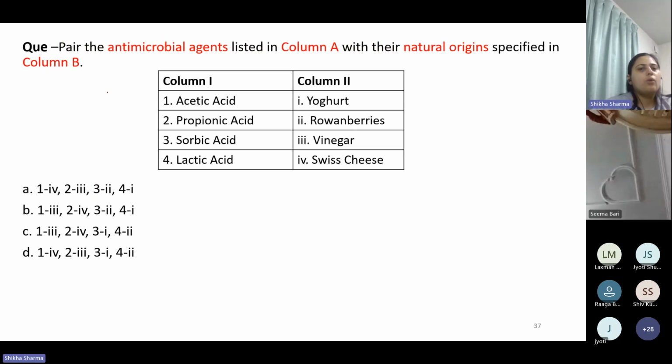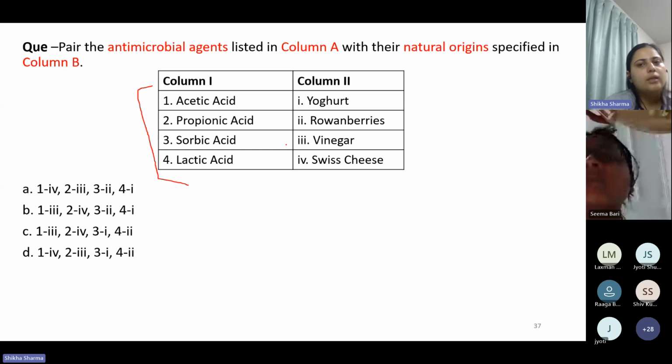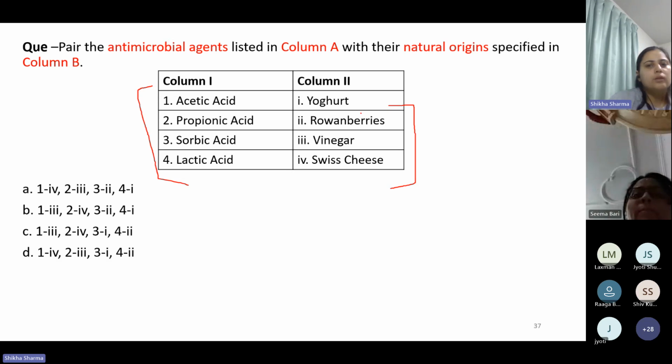So next question: column A has different antimicrobial agents: acetic acid, propionic acid, sorbic acid and lactic acid. In column B, we have their origins, which acid is found in which kind of food product: yogurt, rowan berries, also known as ravan berries, but we can pronounce it rowan berries, vinegar, and Swiss cheese.